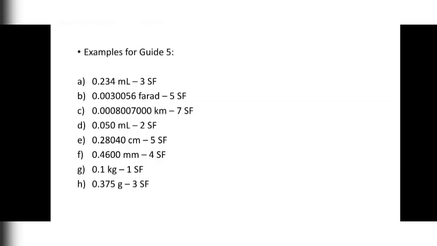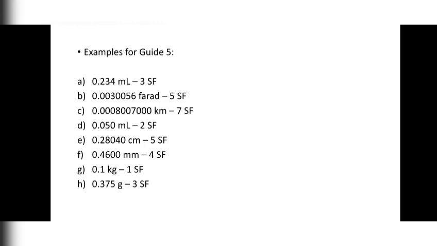For the first one, for example, we have 0.234. Now the 0 doesn't count as significant because it's before the first non-zero digit, which is 2. So there's only 3 significant figures over here. For letter B, we have 0.0030056. Now the non-zero starts at 3 and ends at 6, and there's 5 digits from there. So it's going to be 5 significant figures.